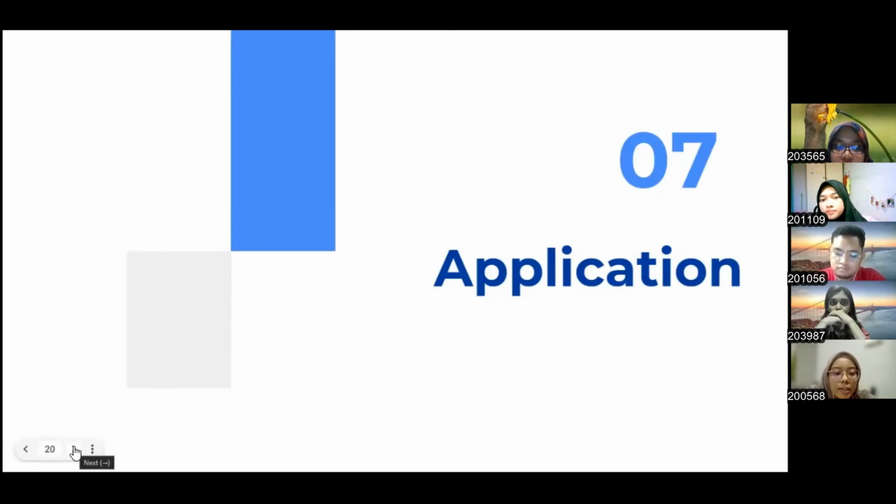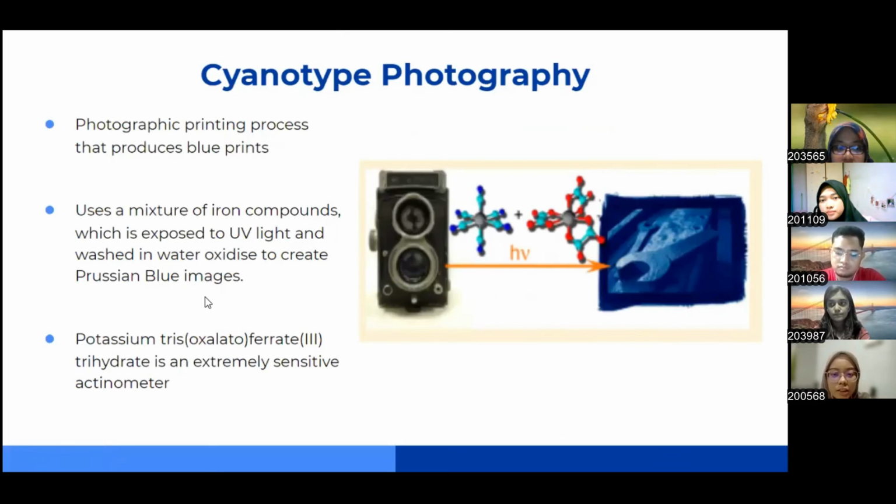Now I will explain the applications of potassium trisoxalato ferrate 3 trihydrate. It is used as a sensitizer in cyanotype photography. It is a photographic printing process that produces blueprints. It uses a mixture of iron compounds, which are ferrum 2 plus and ferrum 3 plus, which will be exposed to UV light and washed in water, oxidized to create a Prussian blue image, which is the blueprint. Potassium trisoxalato ferrate 3 trihydrate is used as a sensitizer because it's an extremely sensitive actinometer, which means that it can react well with light.